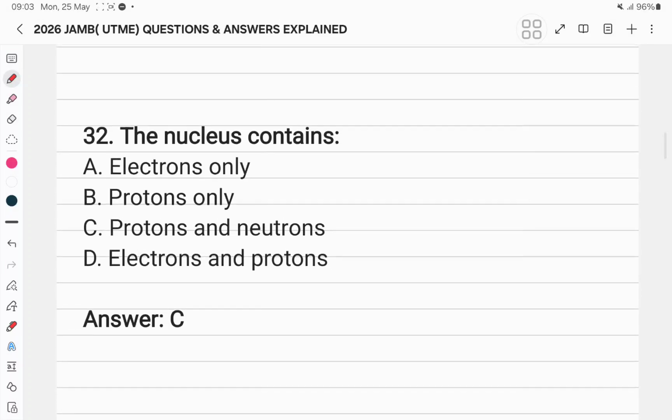Question 32. The nucleus of an atom contains protons and neutrons. The atomic nucleus contains protons and neutrons, and the two contribute to the mass of the atom. And that is why, if you are calculating the mass number, that is the mass of an atom, it is based on the sum of protons and neutrons.